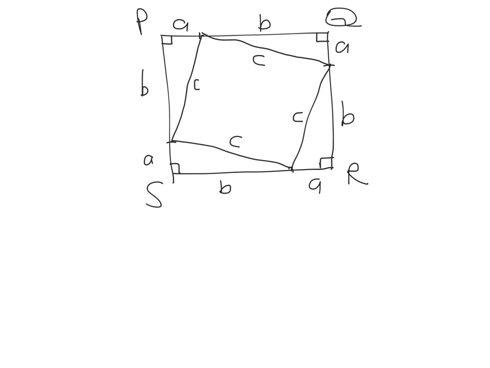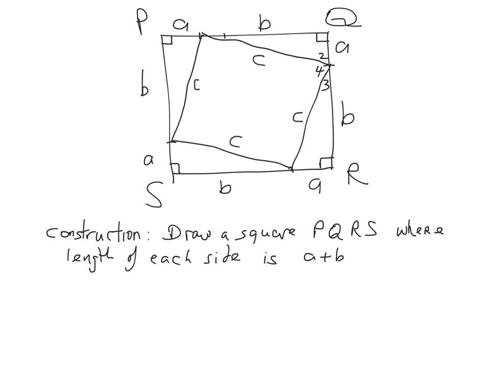Now, at one stage in the proof, we're going to have to use certain angles. For example, this angle, this angle, this angle, and this angle will all be used in the proof. So for that reason, we need to label all those angles. So I'm going to call this 1, 2, 3, and 4. And one final thing we're going to have to do is label the vertices of the inner square, because we're going to have to refer to that later in the proof as well. So we label them E, F, G, and H.